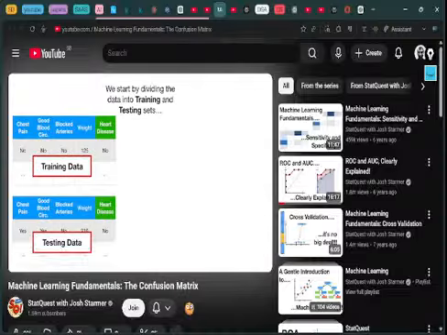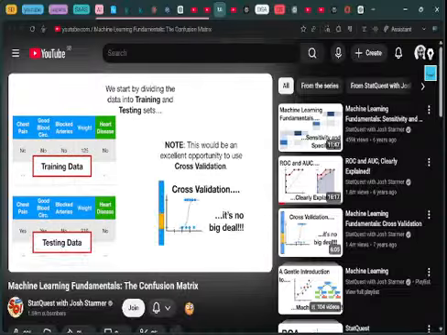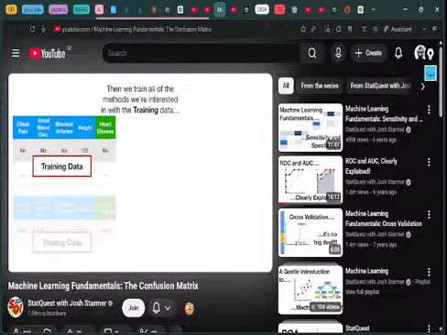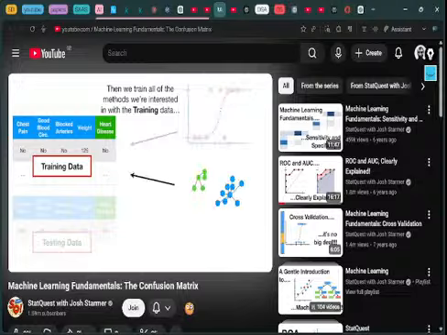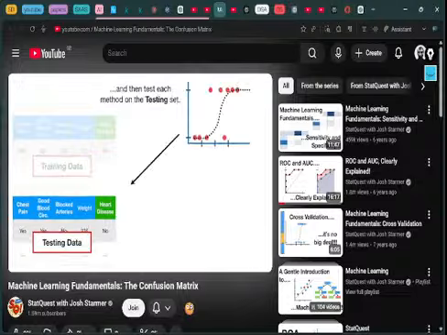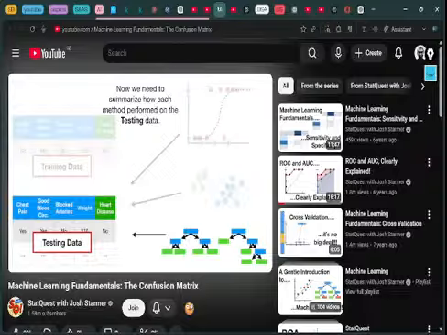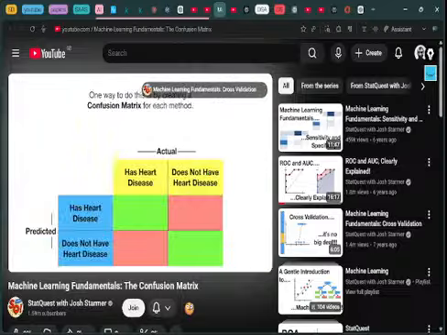We start by dividing the data into training and testing sets. Note, this would be an excellent opportunity to use cross-validation, and if you're not familiar with that, well, check out the StatQuest. Then we train all of the methods we're interested in with the training data, and then test each method on the testing set. Now we need to summarize how each method performed on the testing data. One way to do this is by creating a confusion matrix for each method.